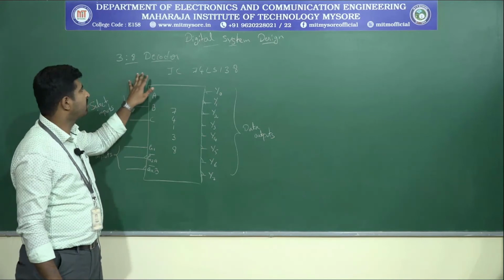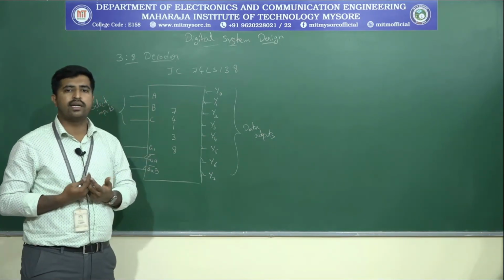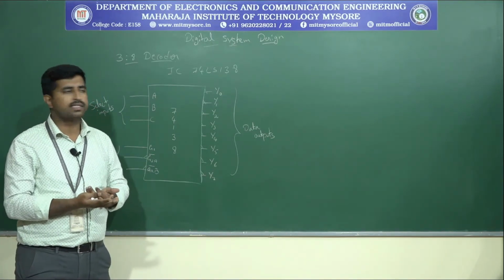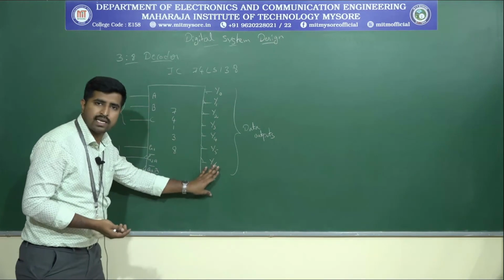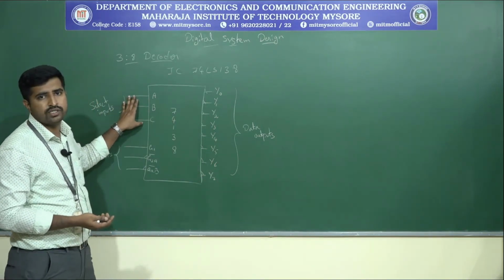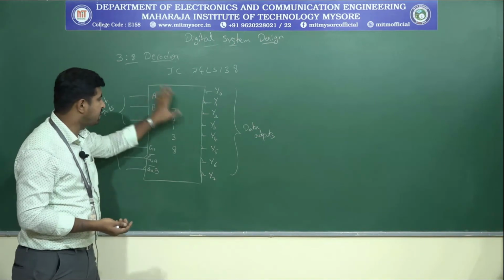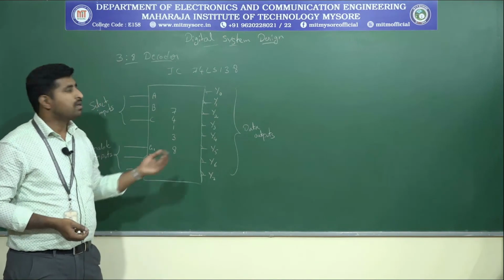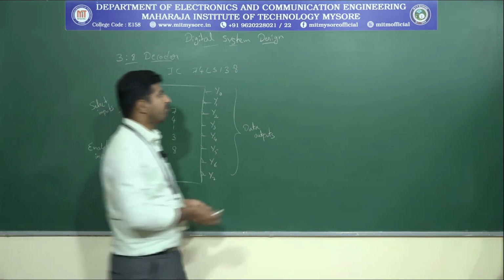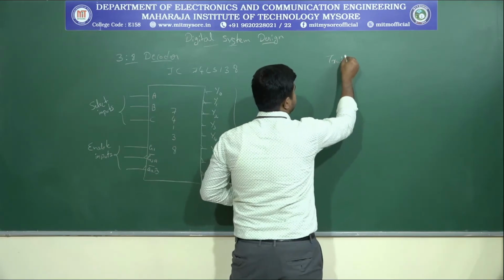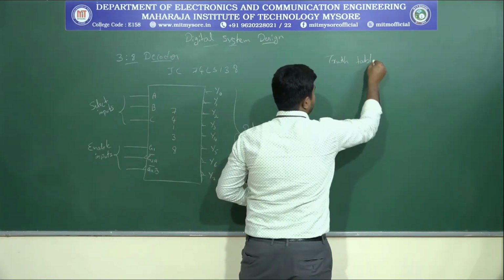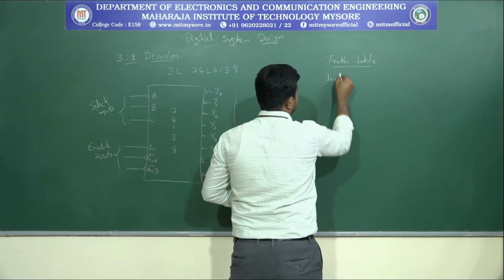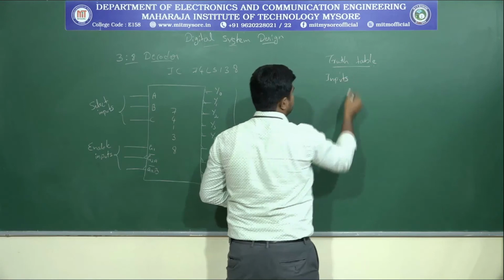Again, what does a decoder mean? We convert a set of input variable codes to a set of output variable codes, or we can say any one of the outputs will be selected according to the input combination. The same logic applies here also. Let's understand that logic by analyzing the truth table. The truth table consists of the inputs and outputs.